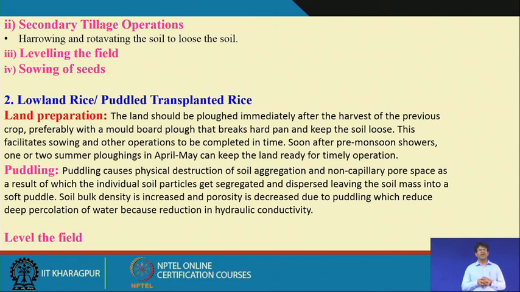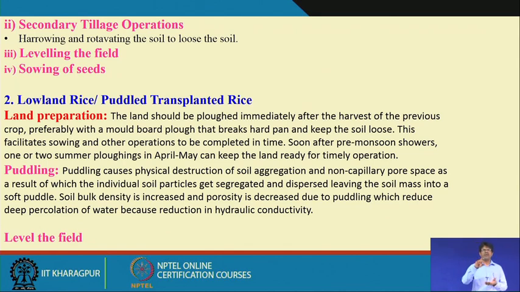So, puddling causes physical destruction of soil aggregation and non-capillary pore space, as a result of which individual soil particles get segregated and dispersed, leaving the soil mass into a puddle. As you go for puddling, the soil particles get dispersed from each other. If you take soil in a beaker and mix it thoroughly with a sufficient amount of water and leave it for some time, you can see.